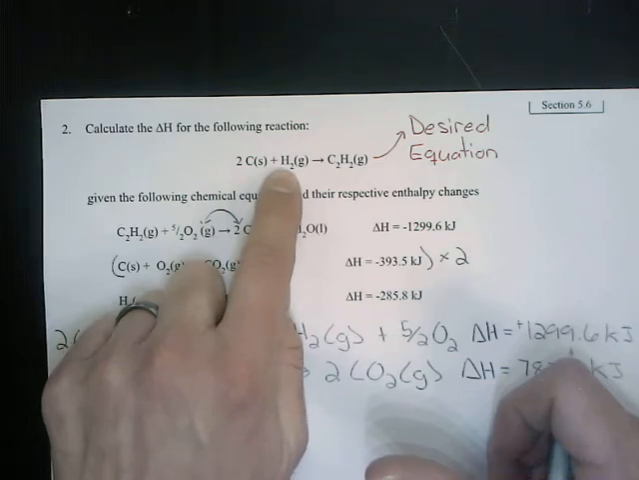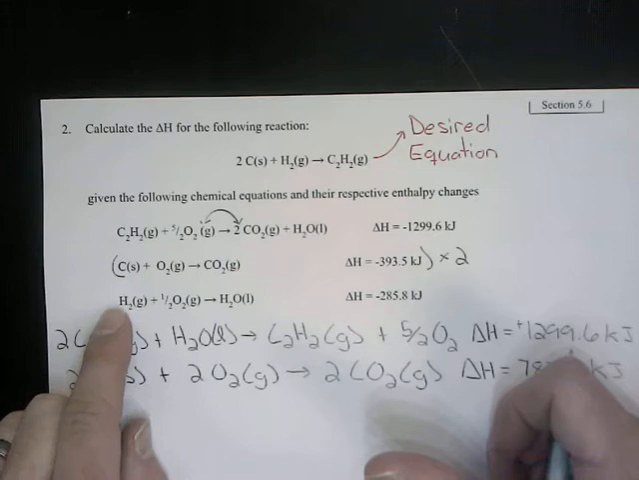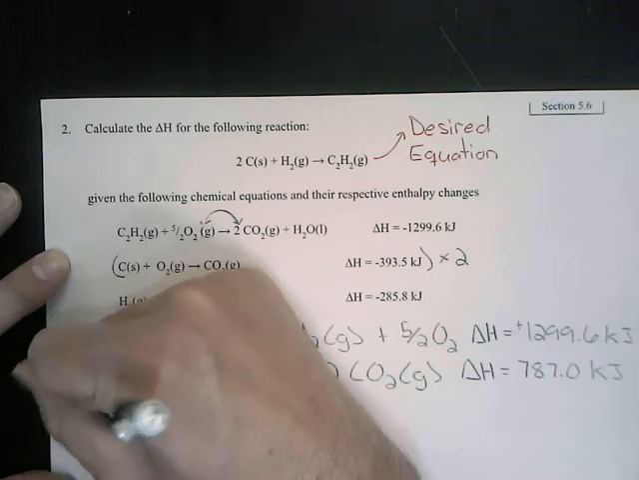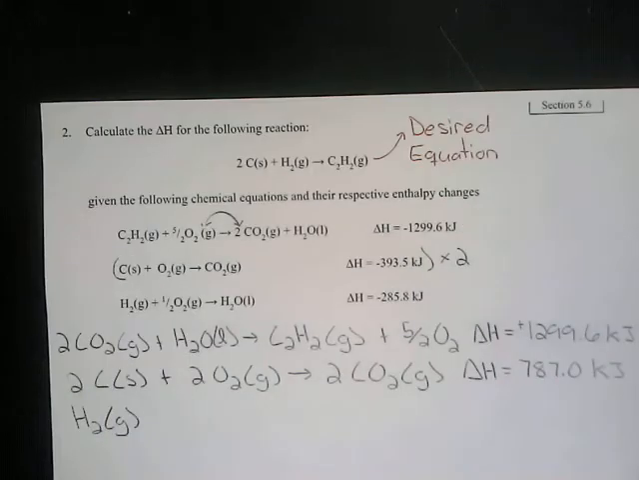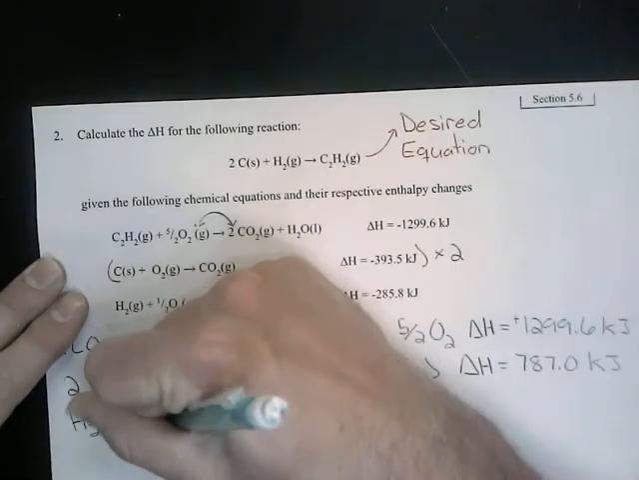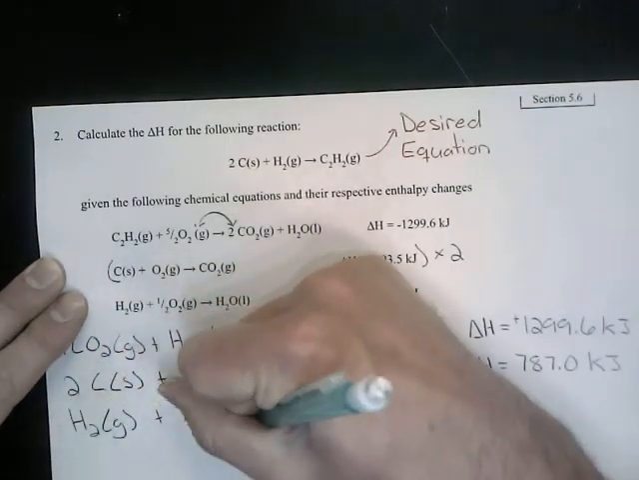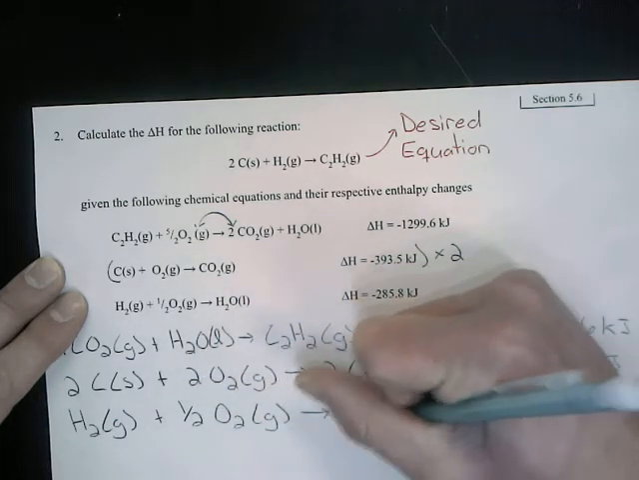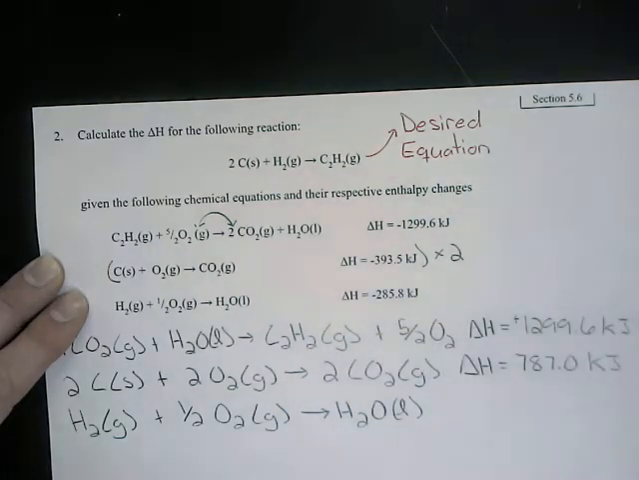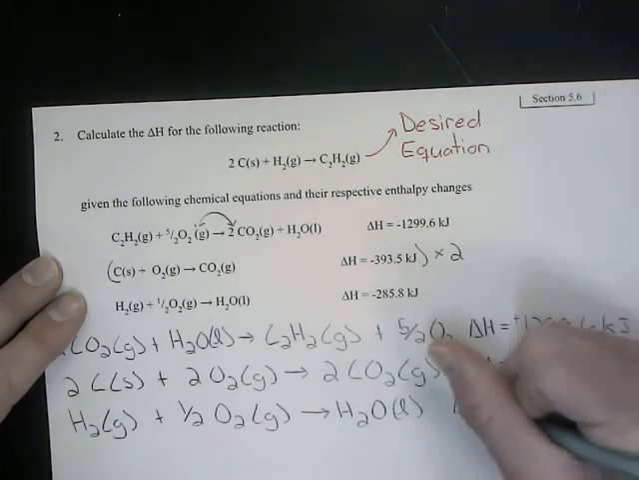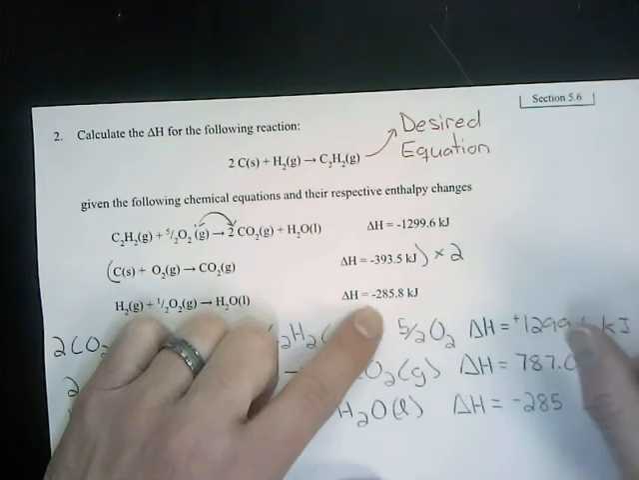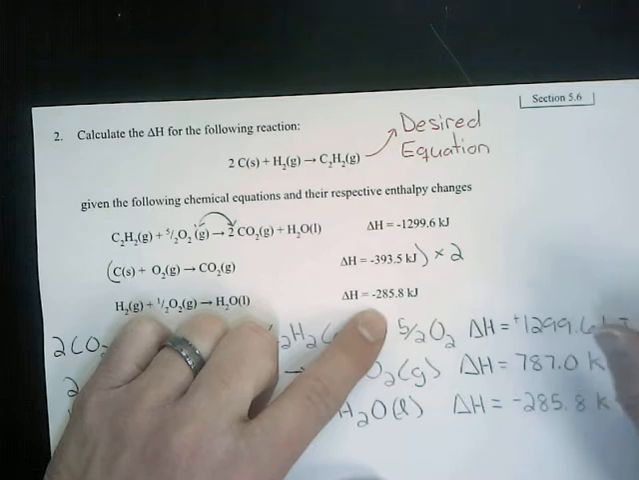All right? H2 is on the left. We need one of them. Check this out. H2 is on the left. We need one of them. So again, I rewrite this as H2 as a gas plus our half O2 as a gas yields our H2O as a liquid. Now, we did not manipulate, we did not change or reverse or double or divide. So that means our delta H is going to stay exactly the same at negative 285.8 kilojoules.